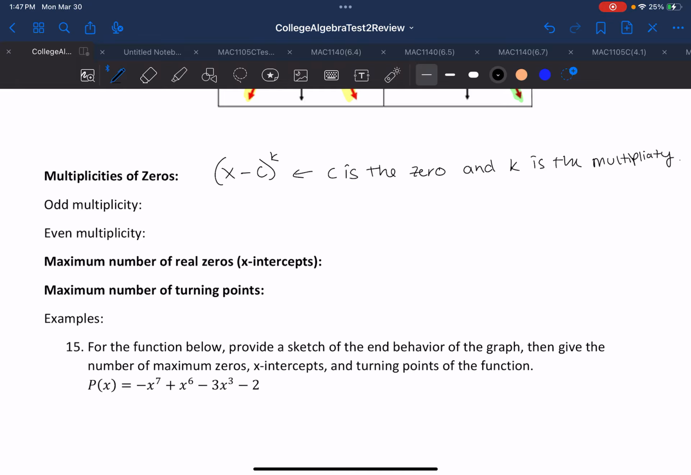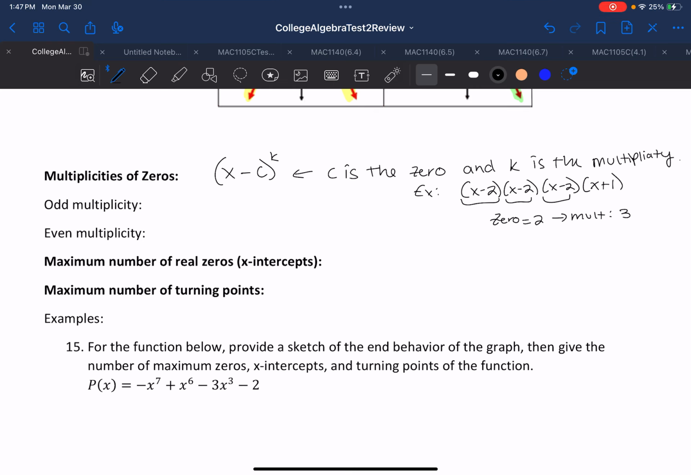So, for example, if I had x minus 2 times x minus 2 times x minus 2 times x plus 1, well, this factor occurs 3 times. So the 0 is 2, because that's what makes that equal to 0. And the multiplicity would be 3, because it's occurring 3 times. And that can be written as x minus 2 all cubed.